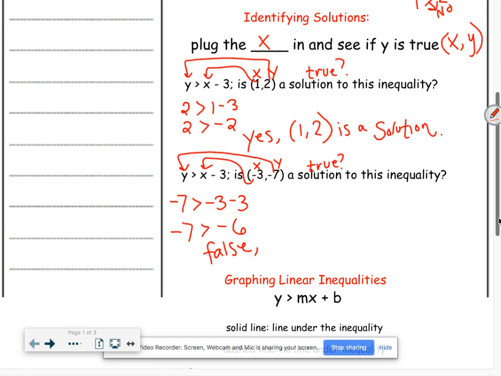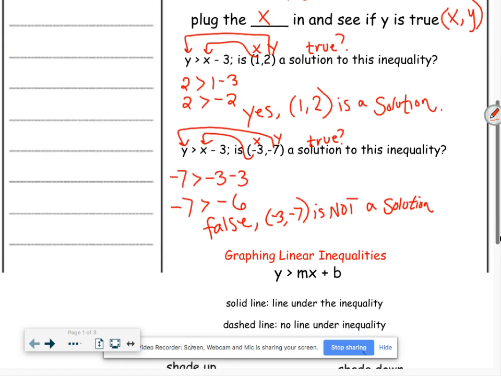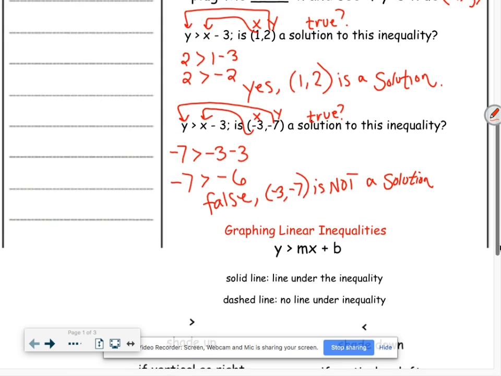So false, and I'll make it fancy. Negative 3, comma, negative 7 is not a solution. So that means that if we check that point, the direction of the inequality would have to go the other way to make it true. We don't want to include that one.